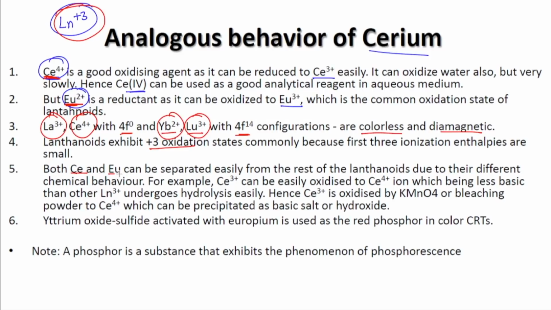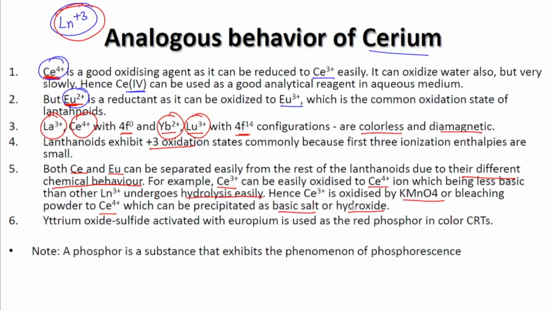Both cerium and europium can be separated easily from the rest of the lanthanides due to their different chemical behavior. For example, cerium +3 can be easily oxidized to cerium +4, which is less basic than the other lanthanide ions, and that's why it can be hydrolyzed easily and it can be separated out. So cerium +3 is oxidized by KMnO4 or bleaching powder to cerium +4, which can be precipitated as a basic salt or as a hydroxide. So from the rest of the mixture of the lanthanide ions, you can easily separate out your cerium +4.